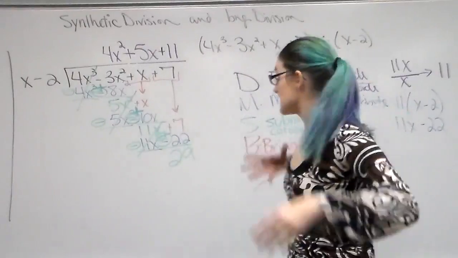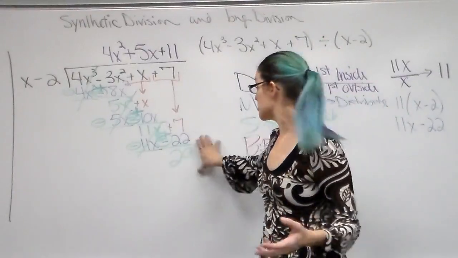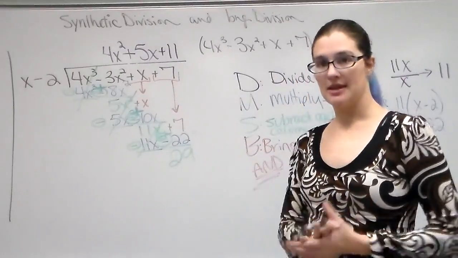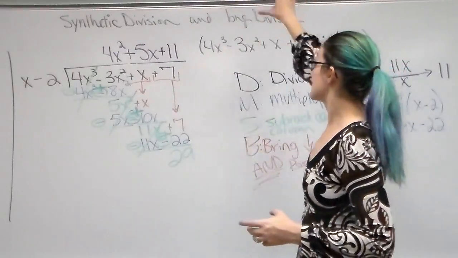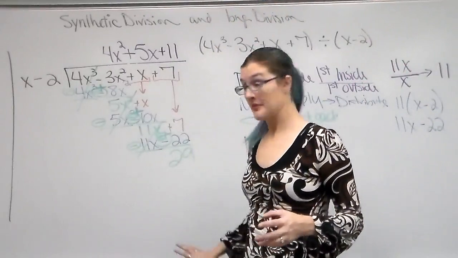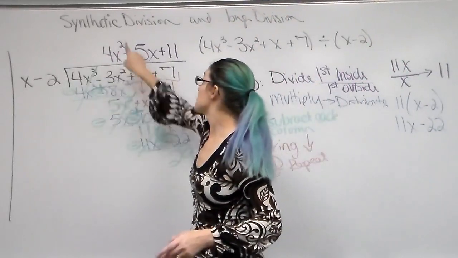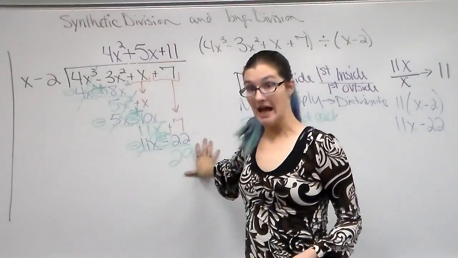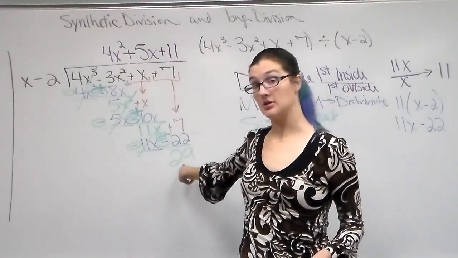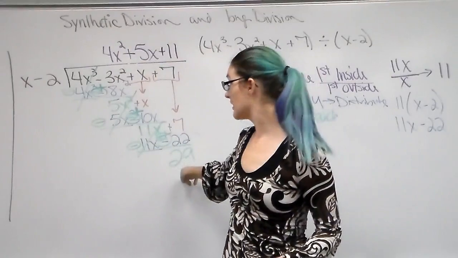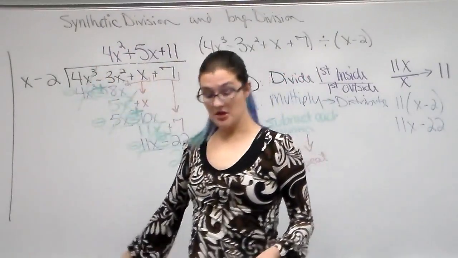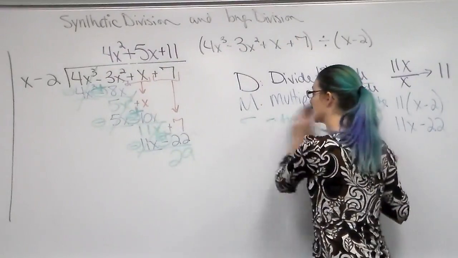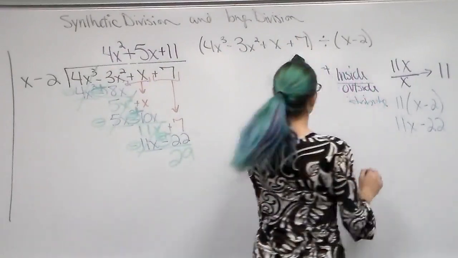Now some classes, depending on what your teacher does, will teach you to put this as a fraction. Some will teach you to just say it's a remainder, different things. Since we're focused on synthetic division as well, your answer is 4x squared plus 5x plus 11 with a remainder of 29. So this is going to be your remainder. Okay? So that is long division. So now I'm going to erase the directions. I'm going to leave the problem up, but I'm going to erase the directions so I have room to put the synthetic.